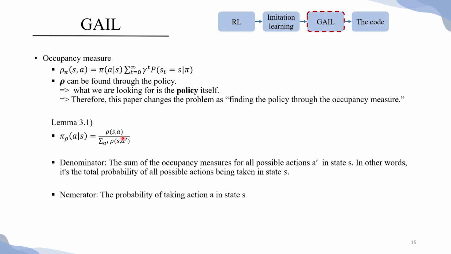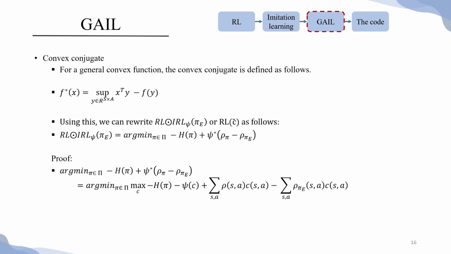We have examined the equations for two cases, finding the occupancy measure given a policy and finding the policy given an occupancy measure. For a general convex function, the convex conjugate is defined as follows. This is a widely known concept.